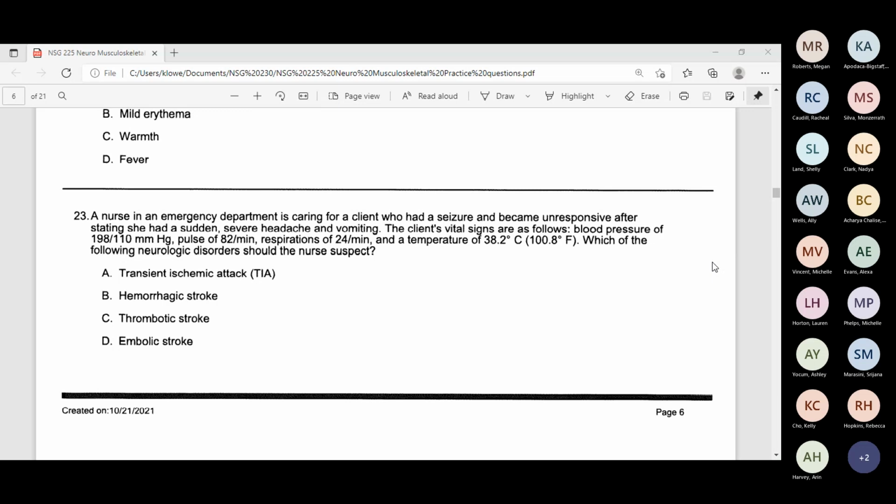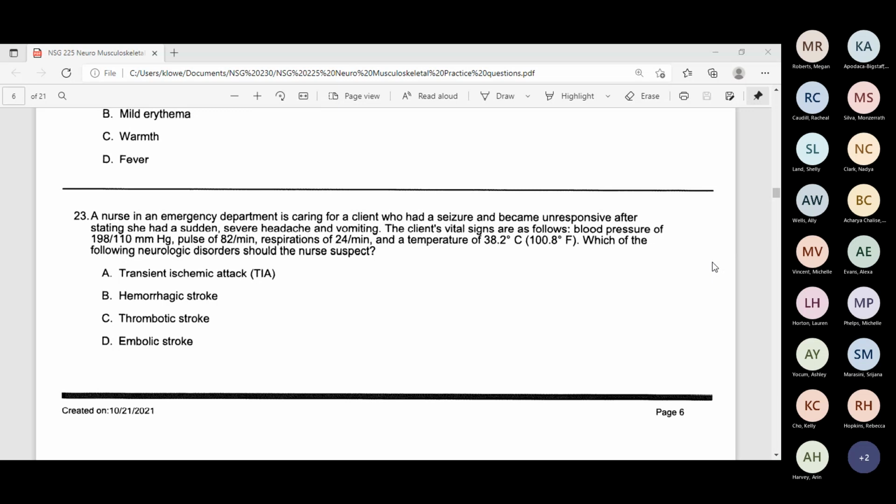A nurse in an emergency department is caring for a client who had a seizure and became unresponsive after stating she had a sudden, severe headache and vomiting. The client's vital signs are as follows: blood pressure 198/110, pulse of 82, respirations 24, temperature of 100.8. Which of the following neurologic disorders should the nurse suspect?